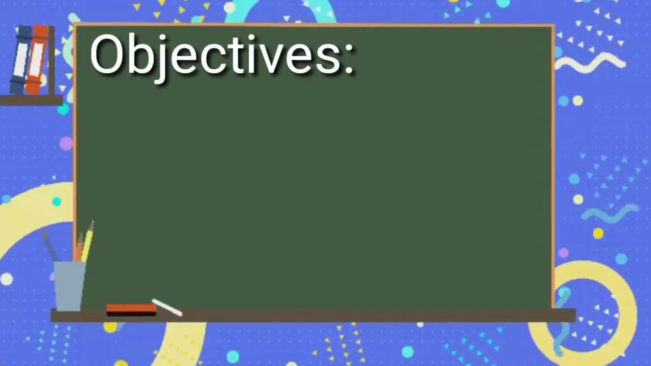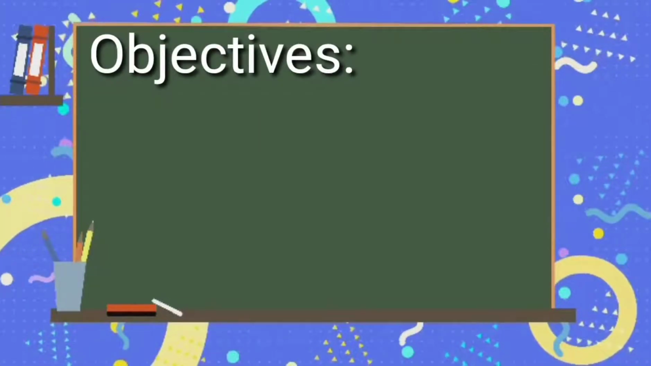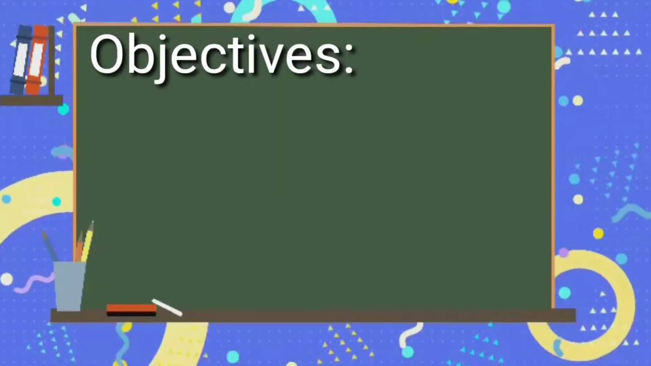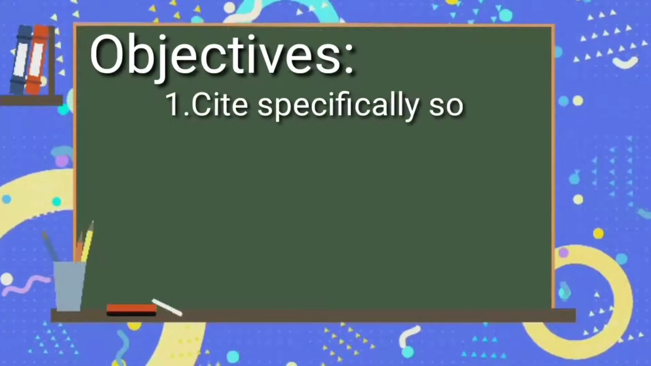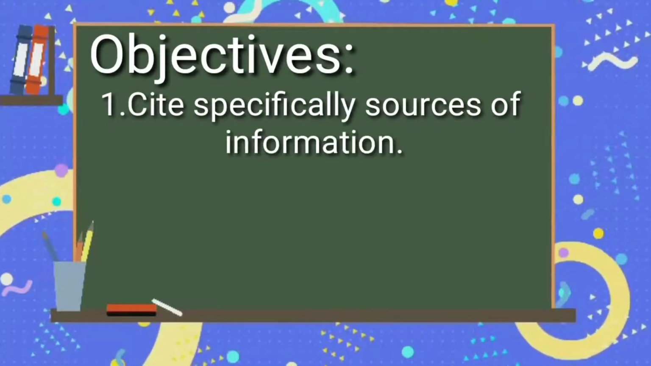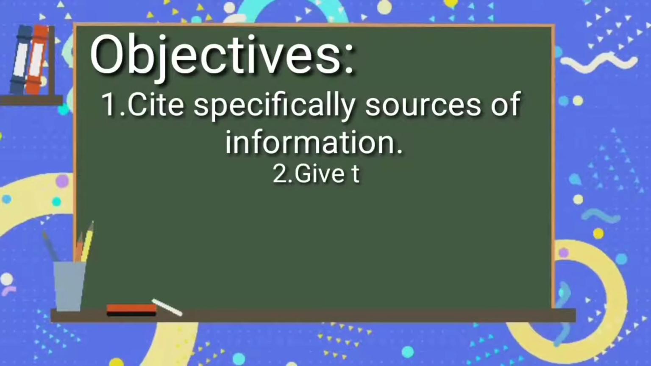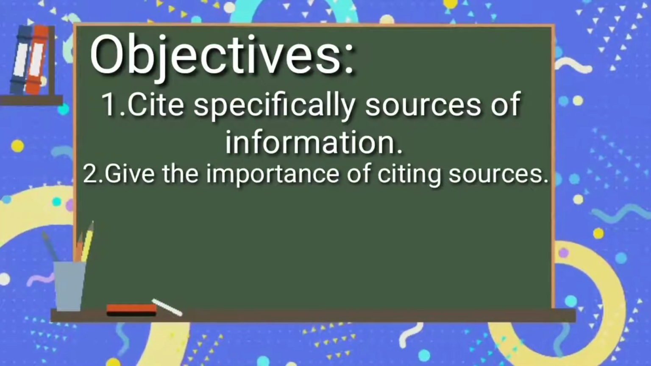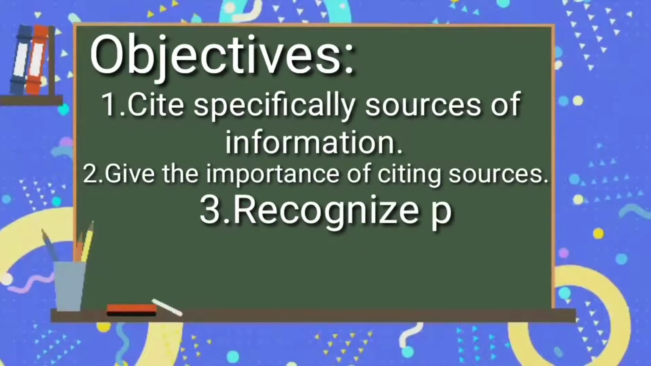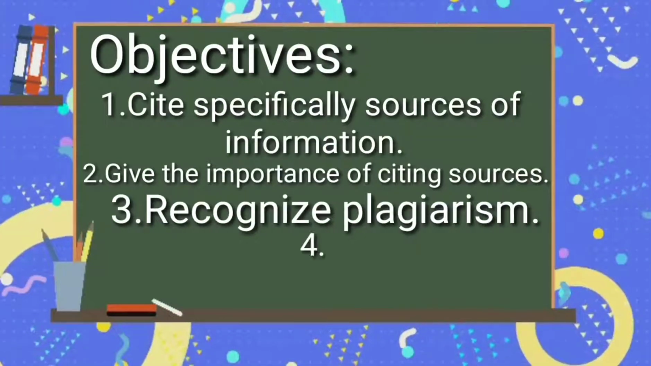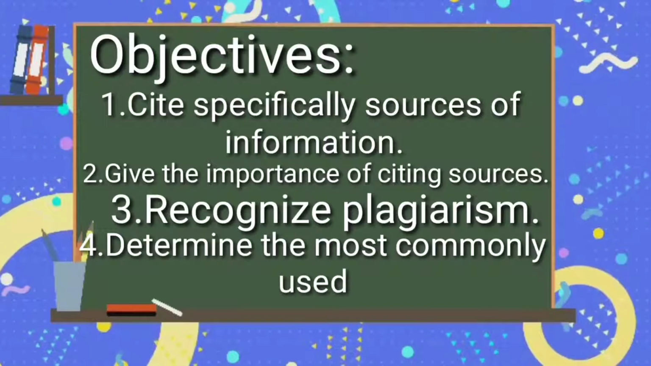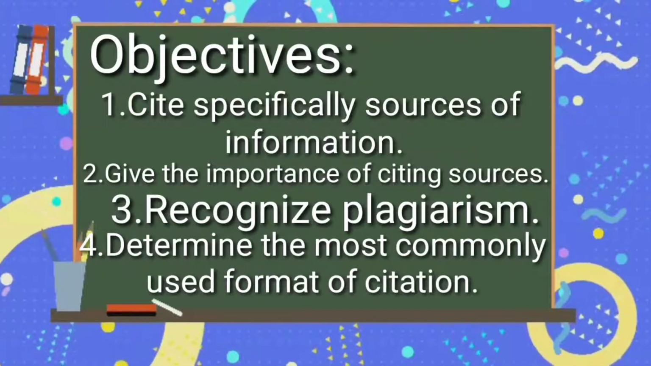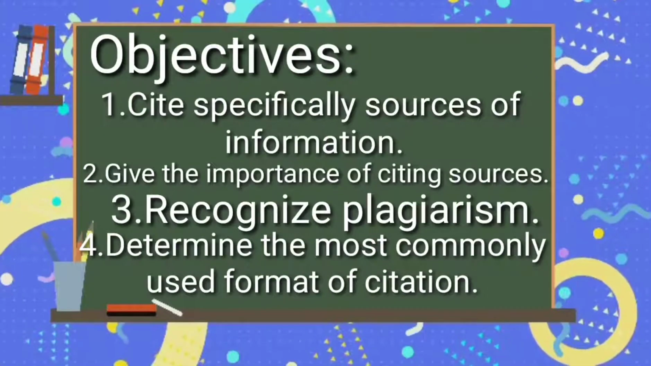Our objective of this lesson, at the end of the period, the learners will be able to: 1. Cite specifically sources of information. 2. Give the importance of citing sources. 3. Recognize plagiarism. And 4. Determine the most commonly used format of citation.